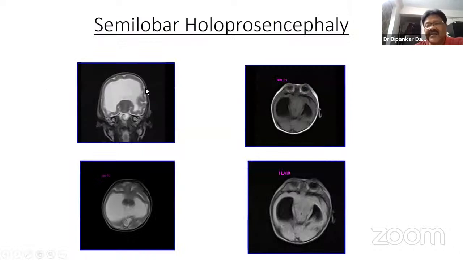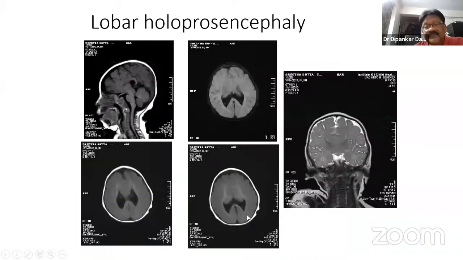And there are three types, lobar, alobar, and semilobar types, depending on grades of fusion and degrees of separation. These things are there. And this is the dilated ventricular system. And you see this thalamic fusion is there. So this is another case of holoprosencephaly.